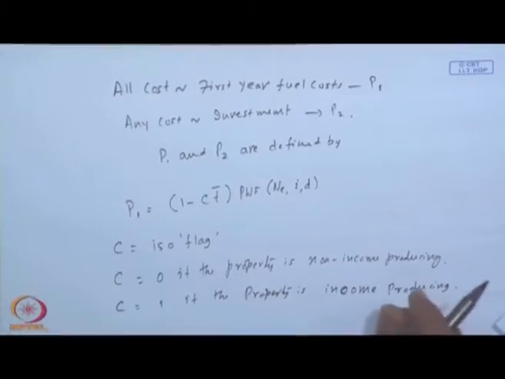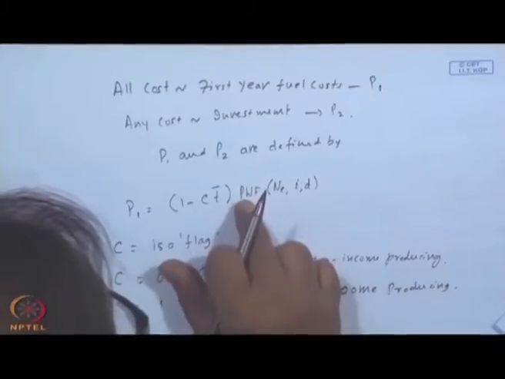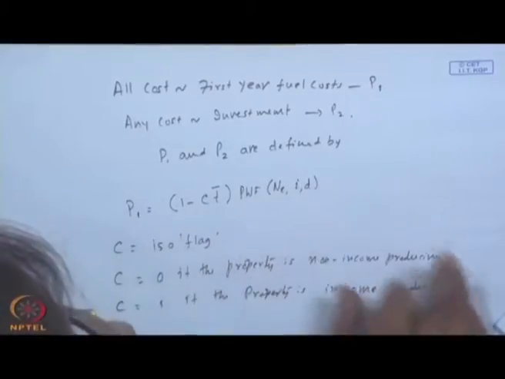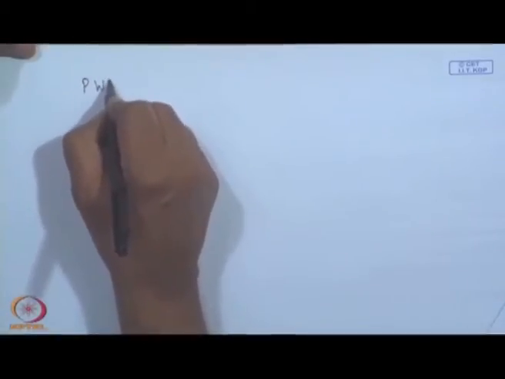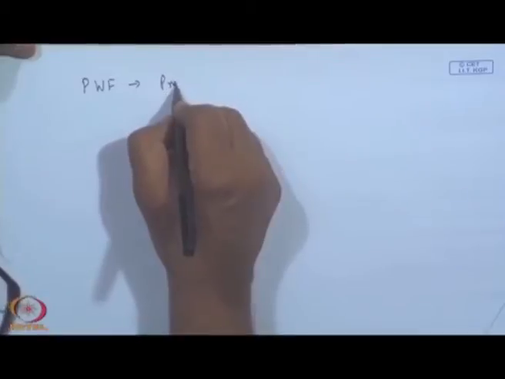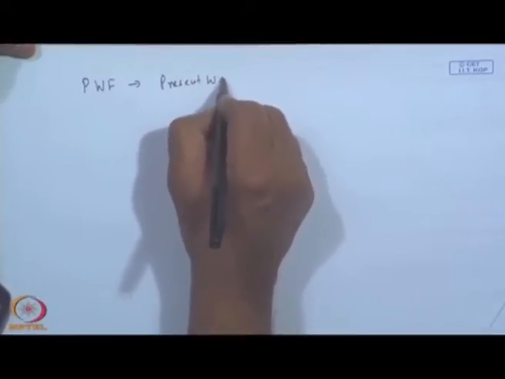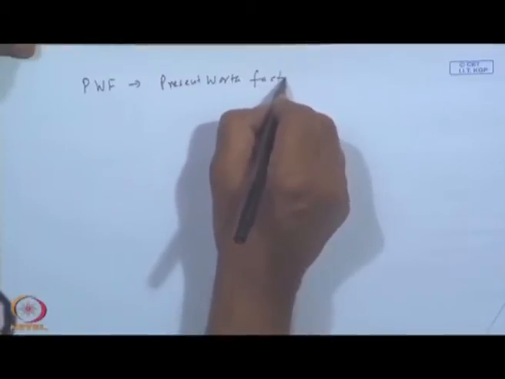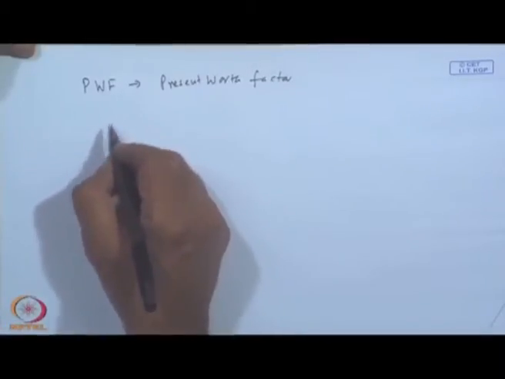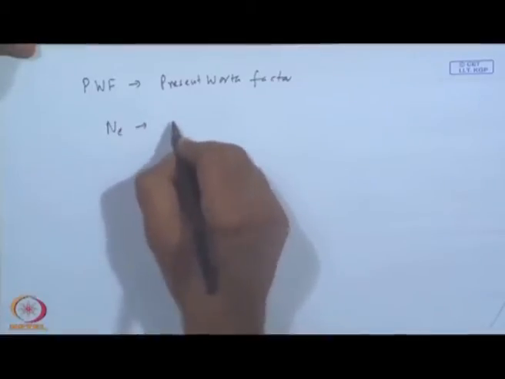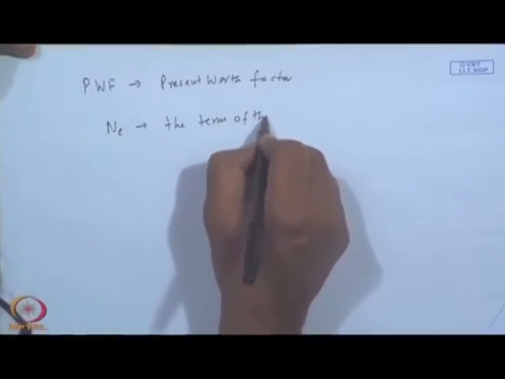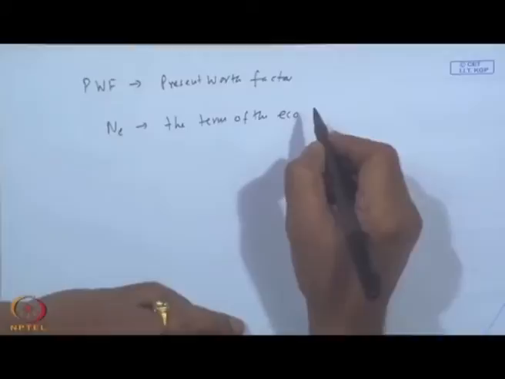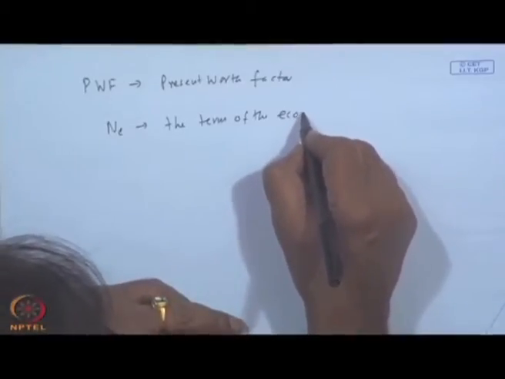In other words, if C is equal to 0, the present worth factor of any ID is nothing but P1. And of course, PWF is the present worth factor, which will depend upon the term of the economic analysis. It may be 10 years, it may be 20 years, it may be 15 years or 5 years, like that.